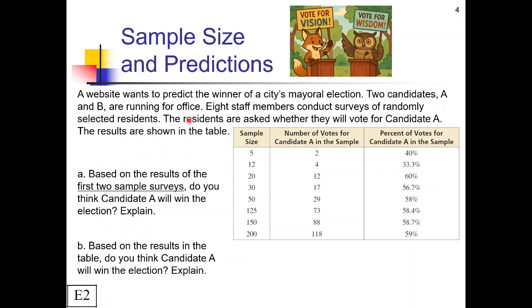But if that wasn't quite your jam, here's another situation where we might want to be able to make predictions about the population and how it feels based off sample sizes. Let's say that we have a website trying to predict the winner of a city's mayoral election.